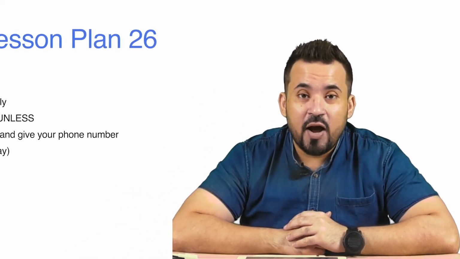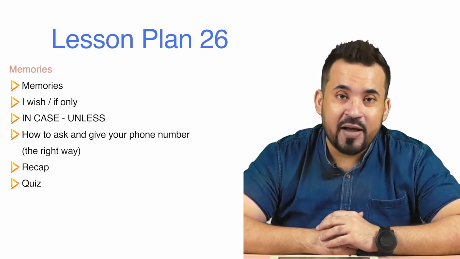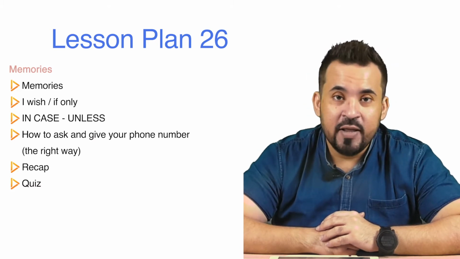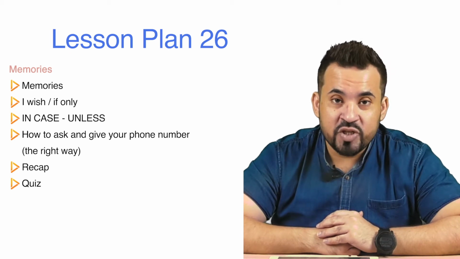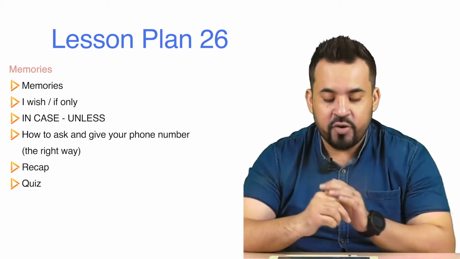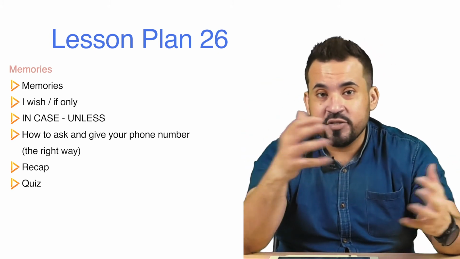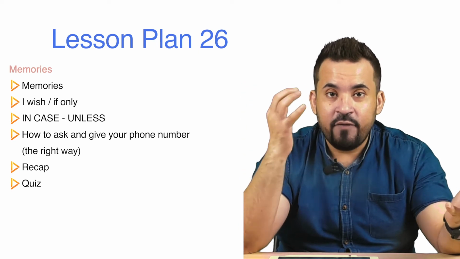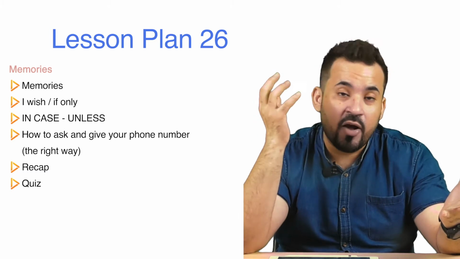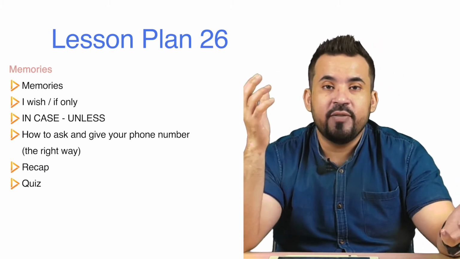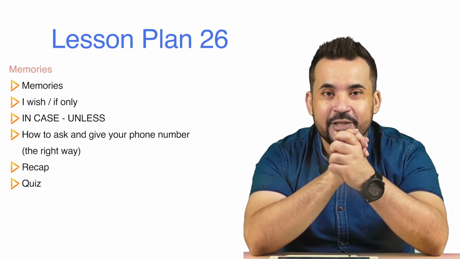Today we are going to talk about memories, expressions that we use when we are talking about past memories, nice memories, bad memories. We'll also talk about I wish, if only, to talk about wishes in the past, present, and future. Then we will talk about in case and unless, what are the differences and how to use them correctly. Finally, we will end the lesson with how to ask someone for their phone numbers, how to give your phone numbers, and how to read the phone numbers correctly. And without further ado, let's get to it.